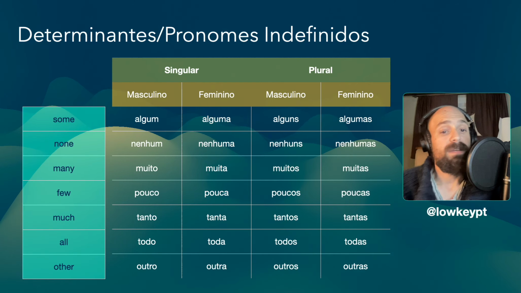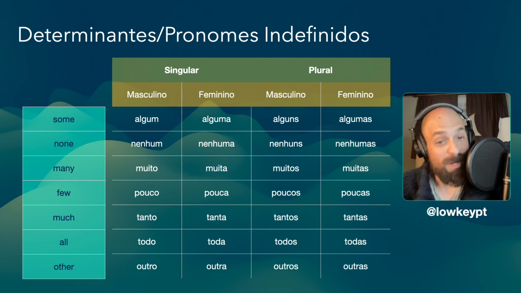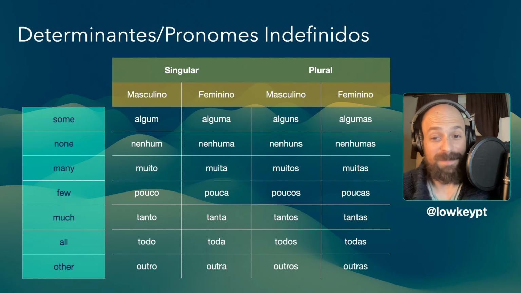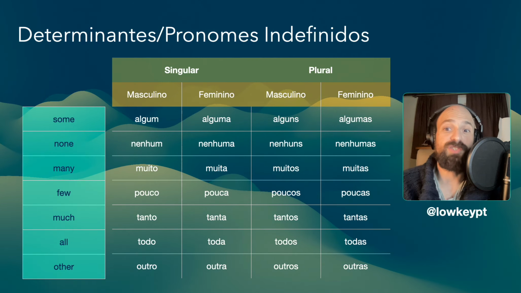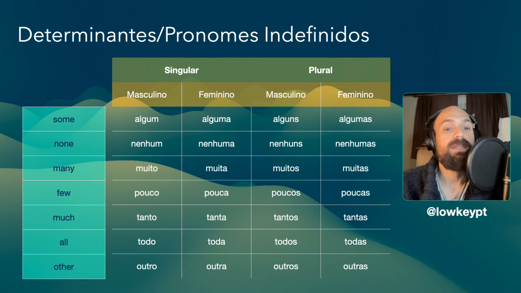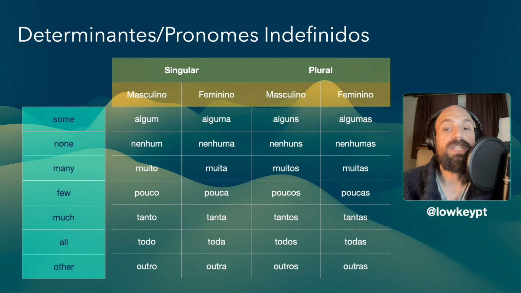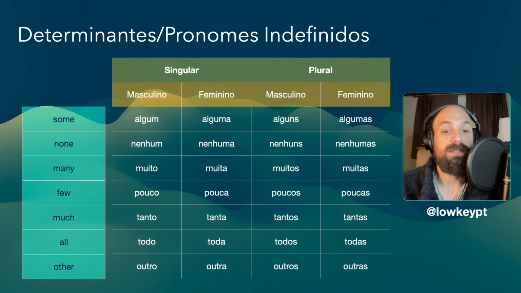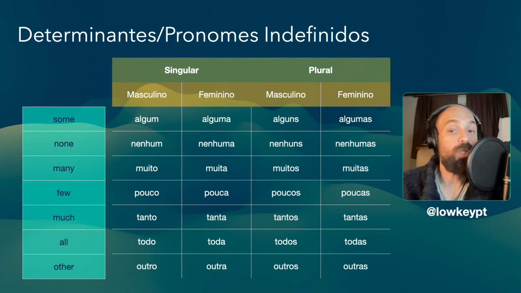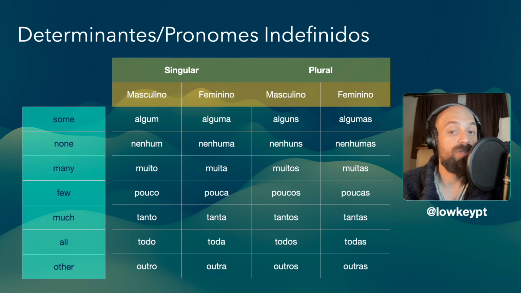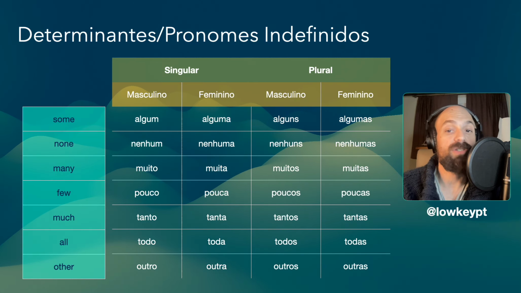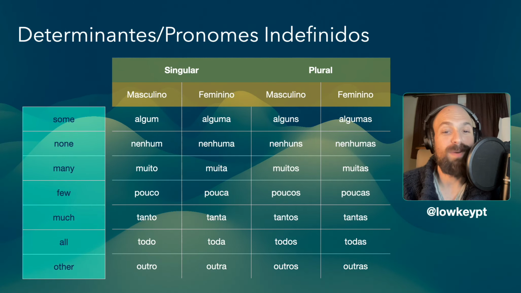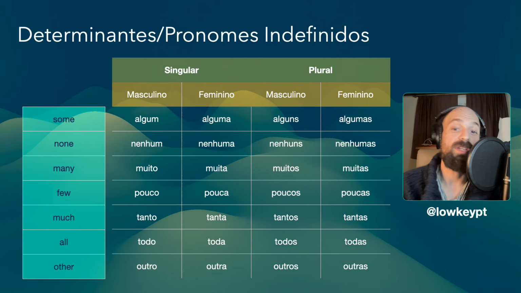So none can be translated into one of the four, depending on what we're describing or trying to add a strengthened description to. And these are the pronunciations: nenhum, nenhuma, nenhuns, or nenhumas. Again, that's none: nenhum, nenhuma, nenhuns, or nenhumas.